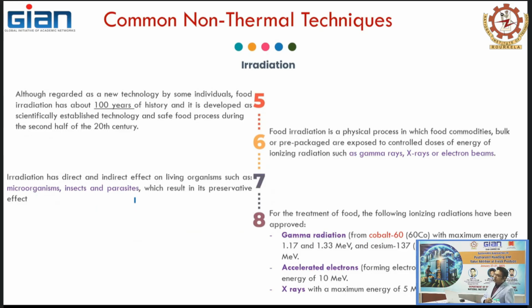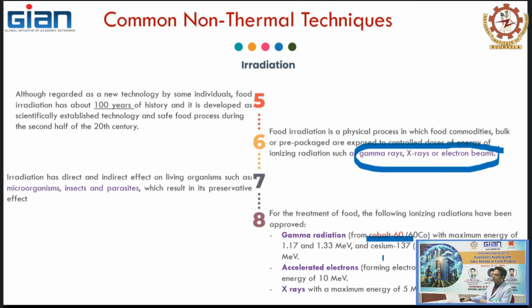Now, as I mentioned before, we are using radiation like gamma rays, X-rays or electron beams for the irradiation process. For gamma radiation, we may get it from cobalt 60, which emits the radiation. Then the accelerated electron, what we are using here, is the electron beam up to 10 MeV, and X-ray energy is supposed to be just 5 MeV.